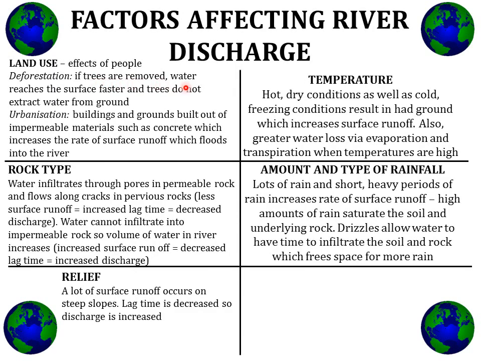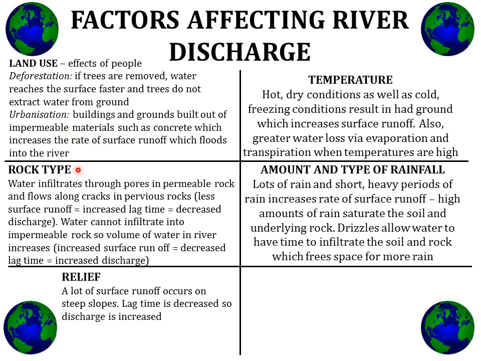If trees are removed, water reaches the surface faster, and trees do not extract water from the ground. Urbanization means that buildings and grounds are built out of impermeable materials such as concrete, which increases the rate of surface runoff which floods into the river, because, well, as rain falls onto an impermeable material, it's obviously not going to be able to soak in.